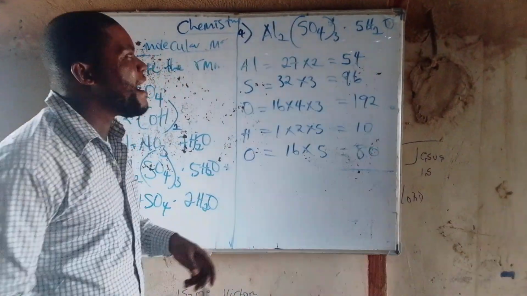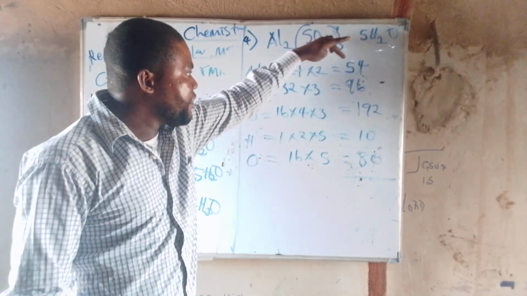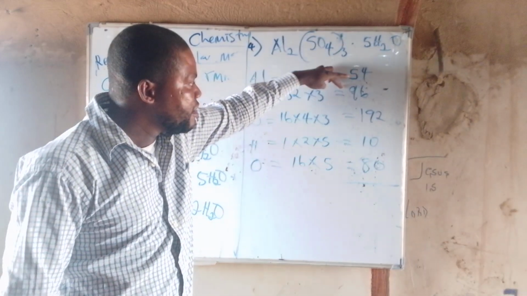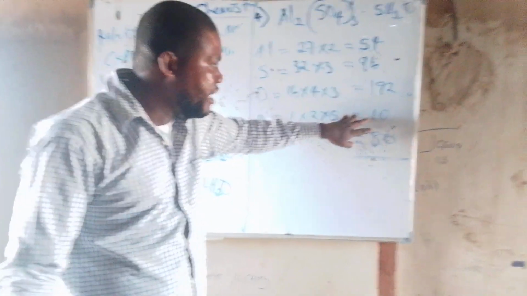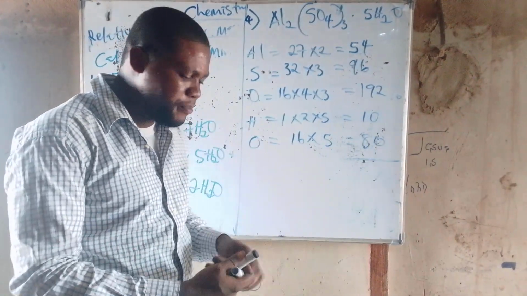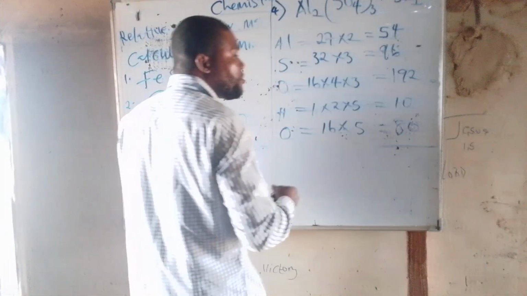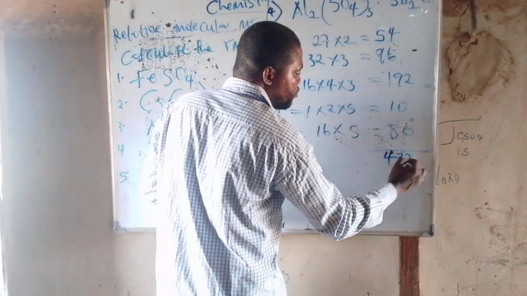You now find the total mass of the whole compound. 54 plus 96 plus 192 plus 10 plus 80. What will it give me, please? 432 grams.